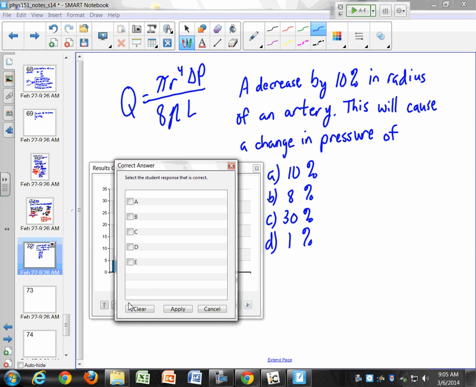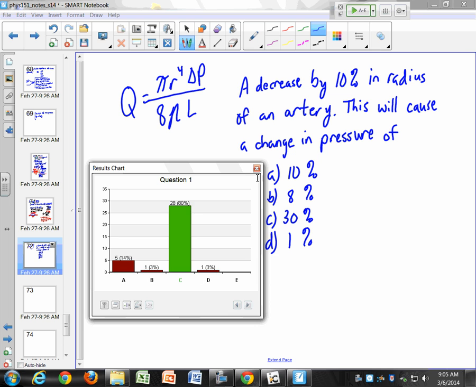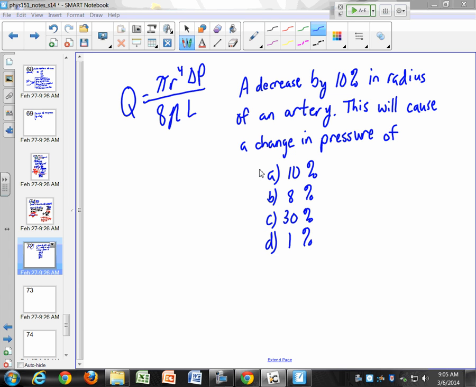C is right. And here we're not so much looking at the quantities, but looking at the changes. Because we know that a small change in the radius will cause a very large change in the pressure, because I have this r to the 4th dependency upon the radius. So if the radius goes down by 10%, that's going to cause the pressure to do what? Go up or down? What happens to the pressure? It goes up by 30%.